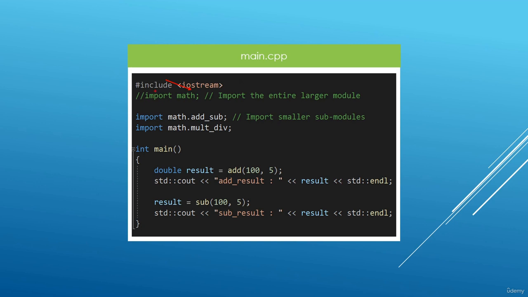Once you have these modules defined, you can head over to the main CPP file and import the entire thing if you need all the functions, or if you only need add sub, you can only import it. If you only need multdiv, you can only import it, and everything is going to really fall in place. Now that you know this, we can head over to our IDE and see this in action.